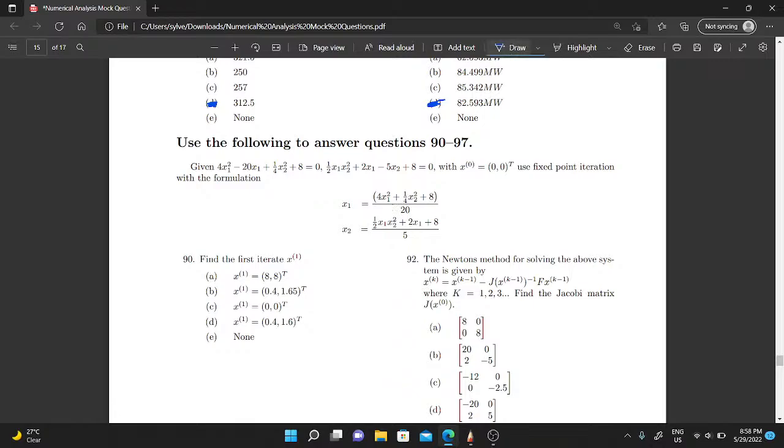So using our first initial solution at 0, 0. If I put 0, 0 here, my x1 will be equal to 8 over 20, which is 0.4. So if I put 0, 0 here, my x2 will be 8 over 5, which is 1.6. So the answer for A is D.